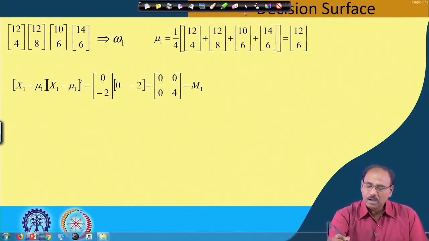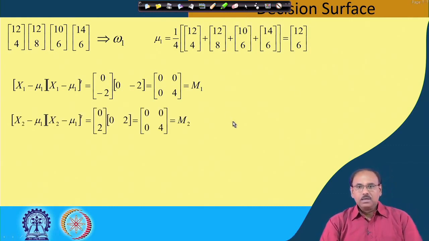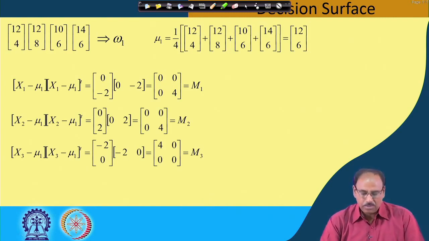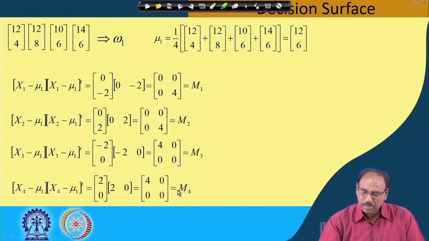In the same manner, I also compute (x 2 minus mu 1) into (x 2 minus mu 1) transpose, which is m 2, and that again comes out to be [0 0; 0 4]. I also compute (x 3 minus mu 1) into (x 3 minus mu 1) transpose, m 3, and that comes out to be [4 0; 0 0]. Similarly, m 4, which is (x 4 minus mu 1) into (x 4 minus mu 1) transpose, comes out to be again [4 0; 0 0].